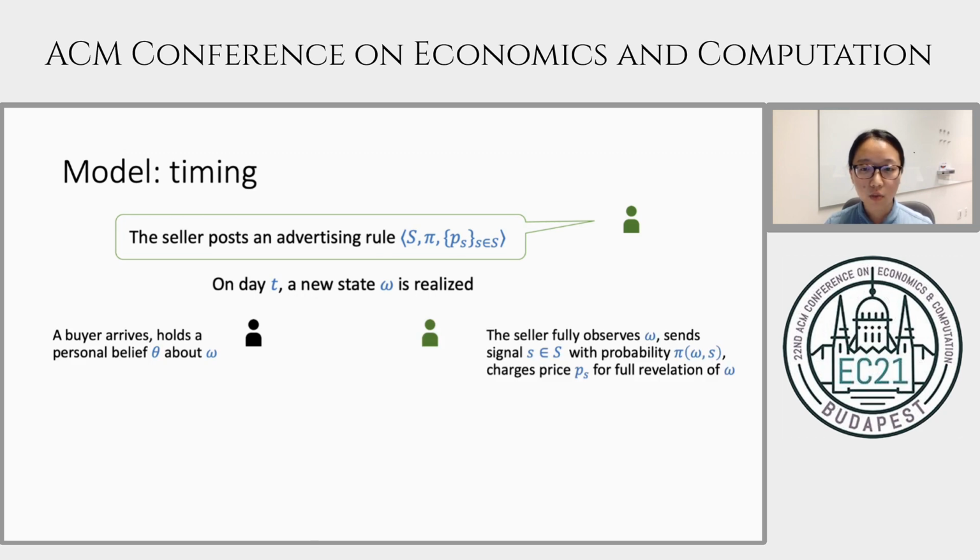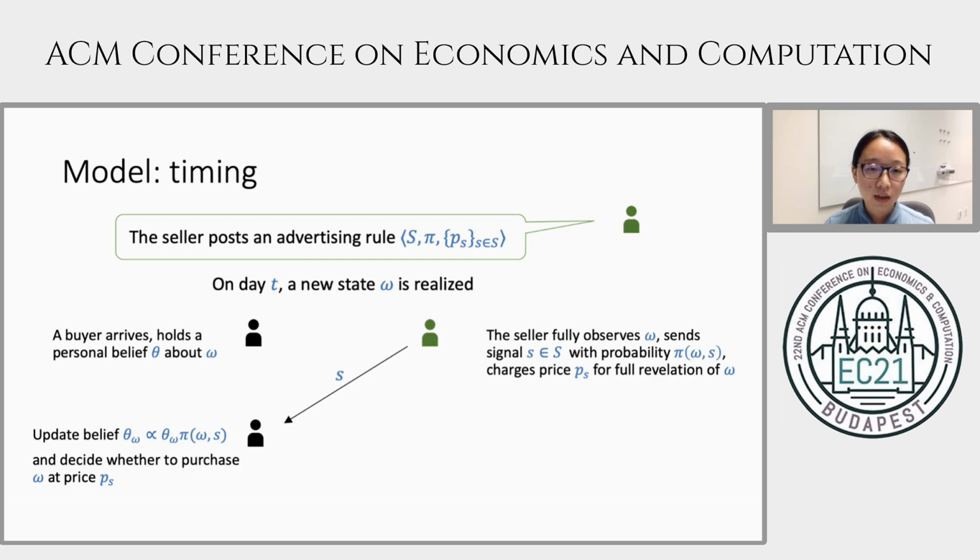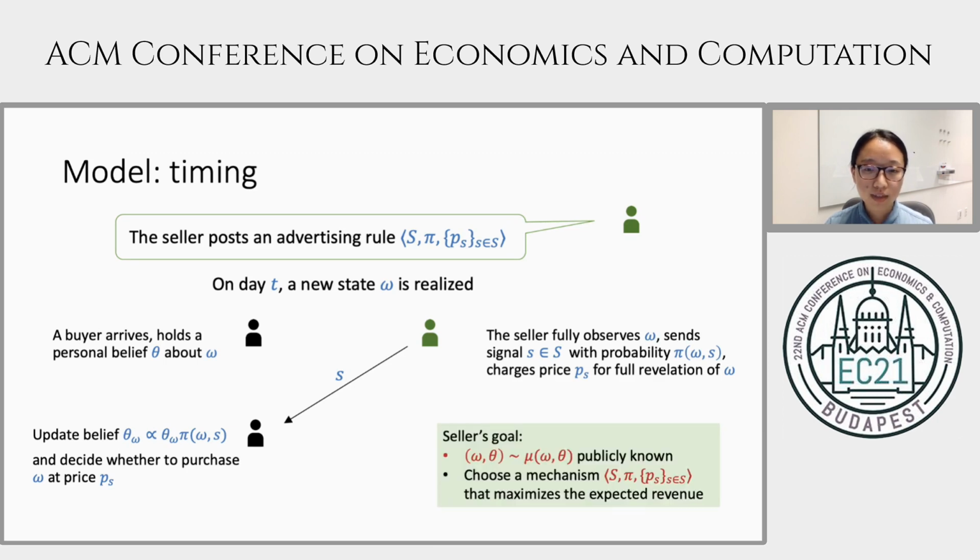The seller fully observes the state, and then she sends a signal using the posted rule, and then charges a price for the full revelation of omega. The buyer observes the signal sent by the seller, and he updates his belief by performing some Bayesian updates, and then decides whether to purchase the exact omega at price PS. So the seller's goal is to choose a mechanism that will maximize her expected revenue.